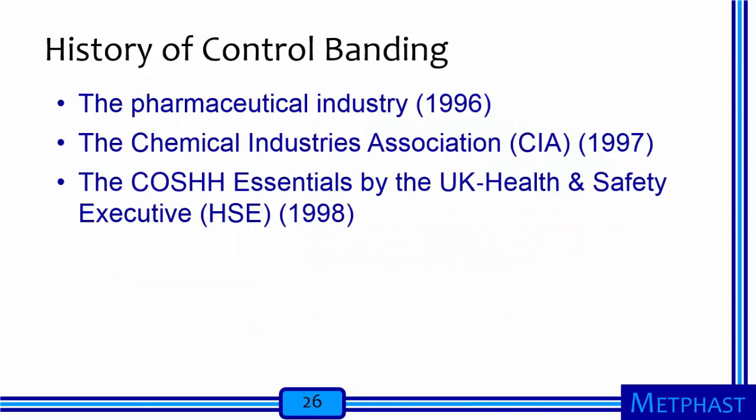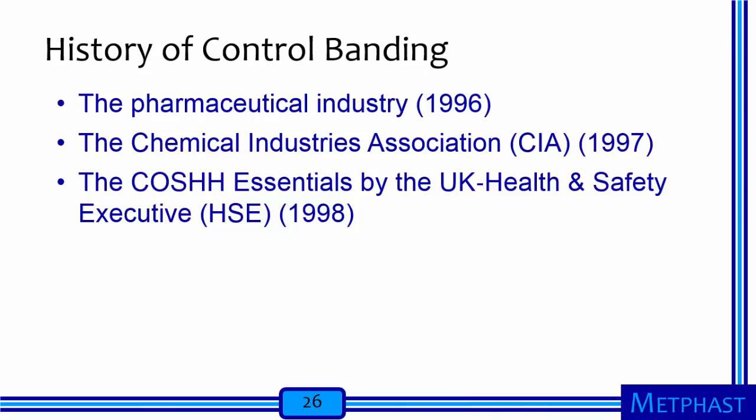In 1996, the pharmaceutical industry expanded the use of the matrix to include biosafety levels based on toxicological data. In 1997, the Chemical Industries Association used risk categorization as a control guide that linked five elements of control banding: hazard categorization, hazard classification, that is toxic, corrosive, risk phrases, guideline control levels, that is OELs, and recommendations for each hazard category. And they also created occupational exposure bands to be used when there was no established OEL.